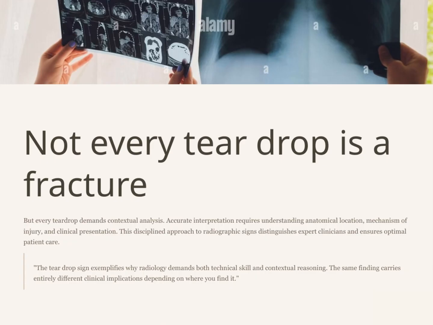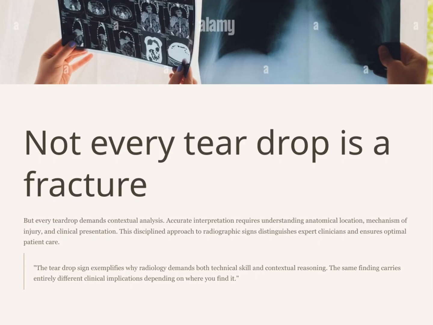This disciplined approach, combining these factors, really sets apart expert clinicians. It's what allows us to distinguish true fractures from normal variants or other findings that might look similar. And ultimately, it helps us provide the best possible care for our patients.